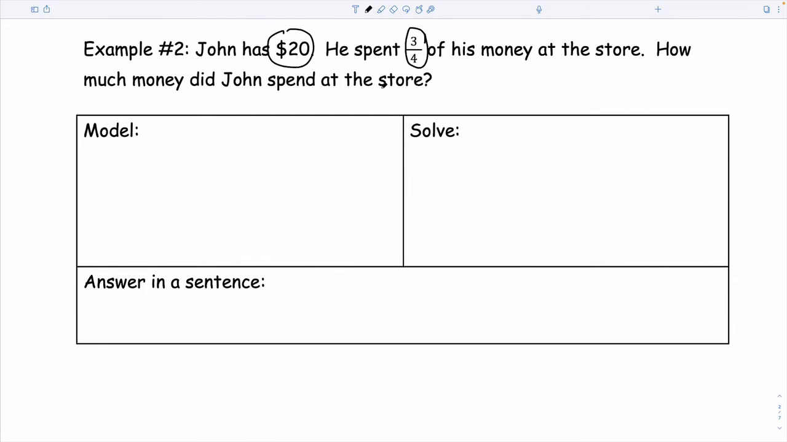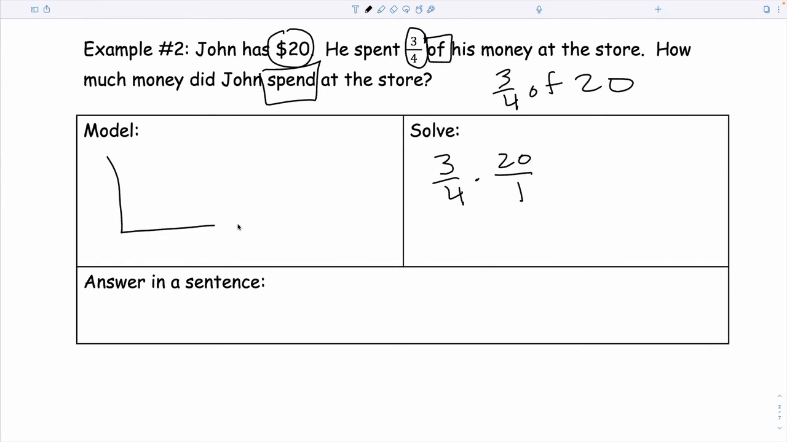"Spent" is one, but "spend" could mean subtract. There's one other word, Allie, what is it? Anything that says a fraction of a number means multiply. Do you guys remember your homework last night or Friday? It said like 1/2 of 10. That means 1/2 times 10, 3/4 of 20. Write that. How do I rewrite 20 as a fraction again? 20 over 1.